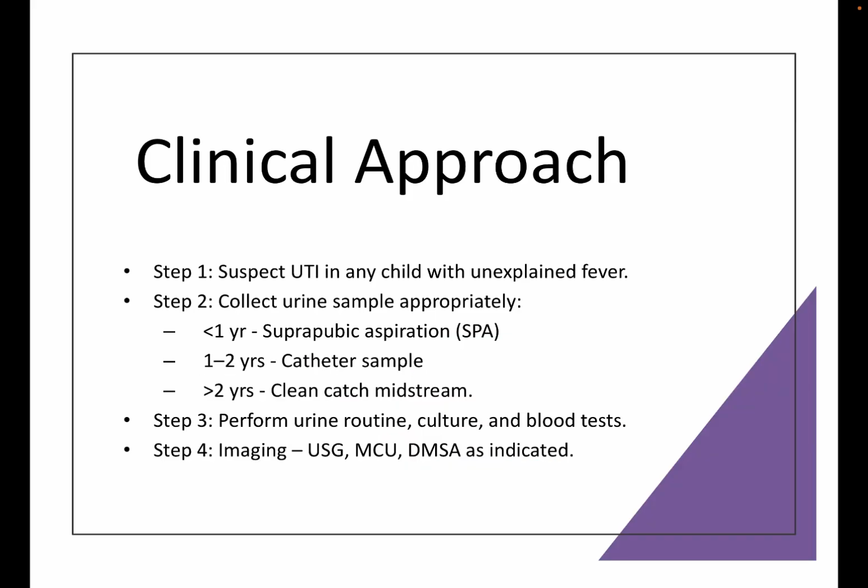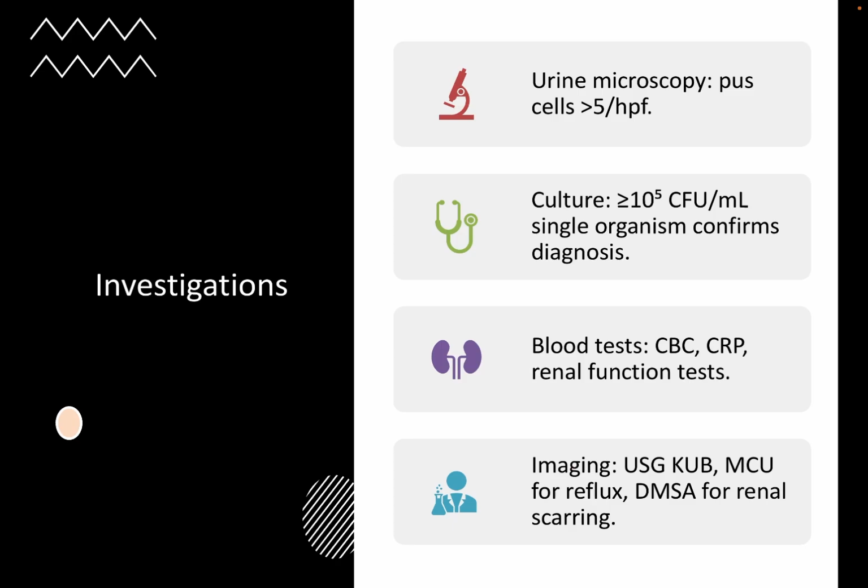The clinical approach: first we have to suspect UTI in any child with unexplained fever. Then collect the urine sample appropriately. If the child is less than 1 year, suprapubic aspiration is the preferred mode. For 1 to 2 years, a catheter sample, and for greater than 2 years, clean catch midstream is the preferred choice. Then perform urine routine, culture and relevant blood tests. Imaging like USG, MCU, DMSA is indicated as per the symptoms.